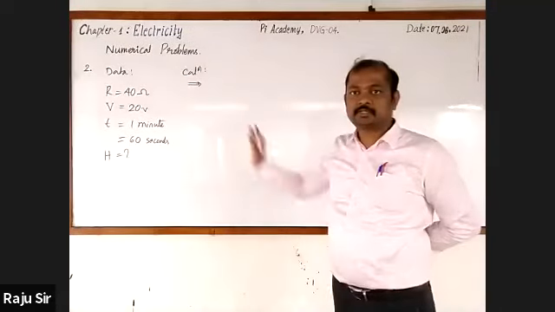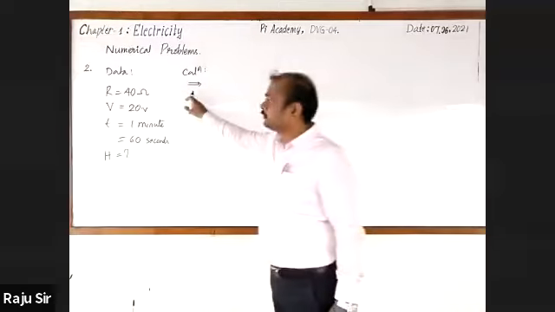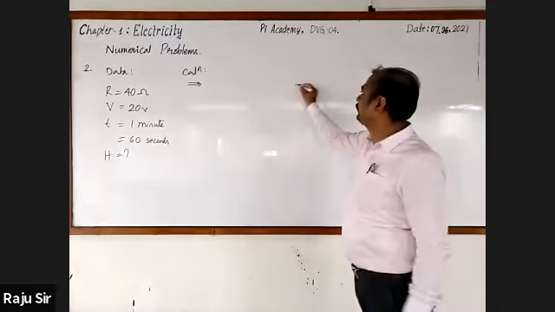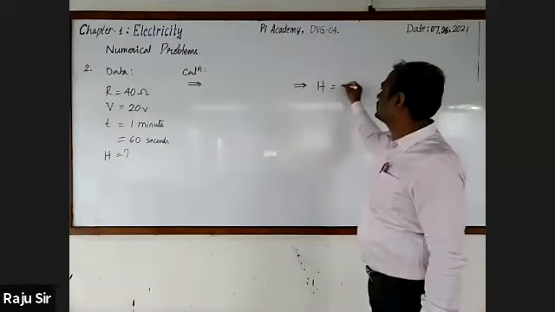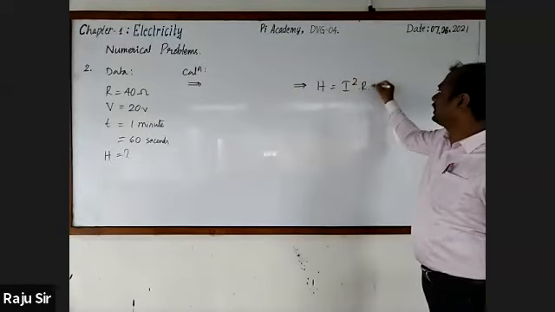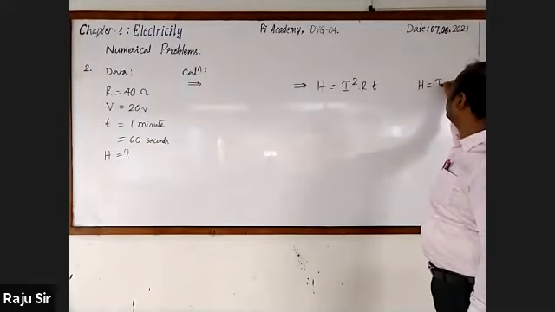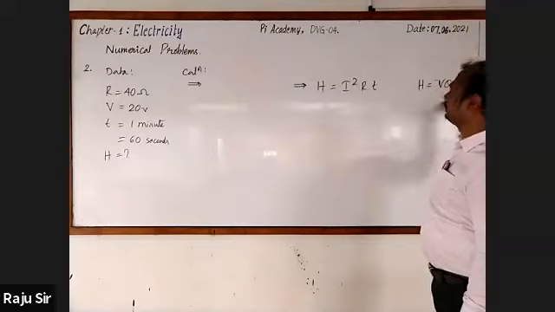Don't write, just look at them. You are going to find out heat energy. To find out heat energy, we have two formulas. One is H = I²RT. Another one you may use is H = VQ.